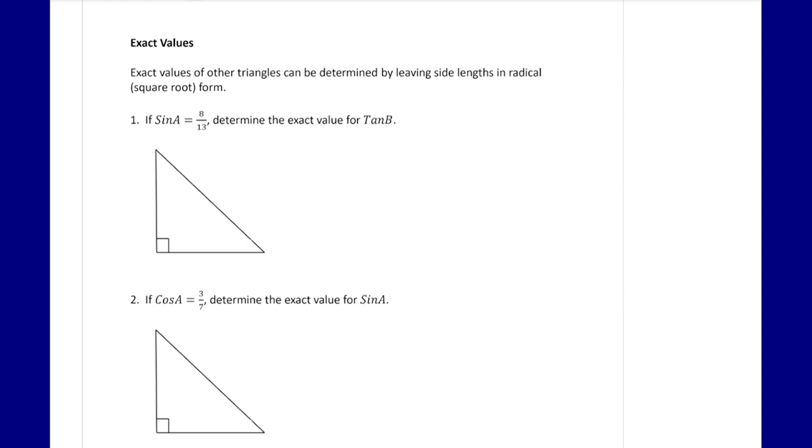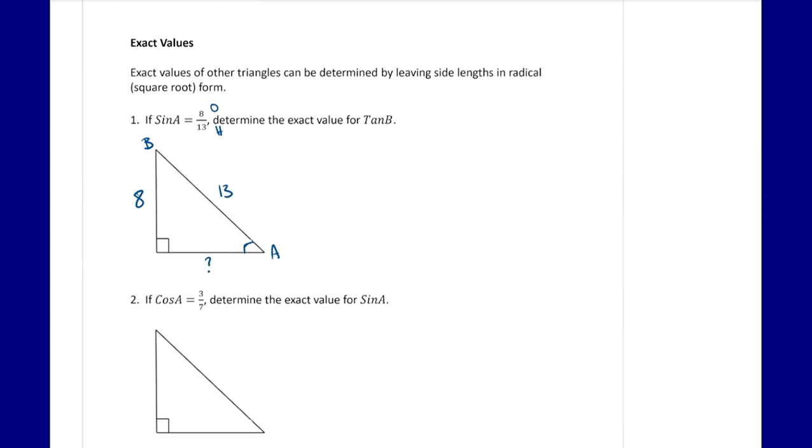So let's just first label our sides. We're not going to be referring to the right angle except to label the hypotenuse, so we can just label A and B. So if sine of A is 8/13, sine is opposite over hypotenuse. So that means if this is my angle A, opposite is 8, hypotenuse is 13, and we have one unknown side.